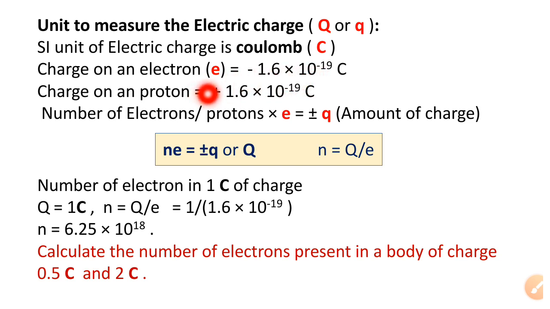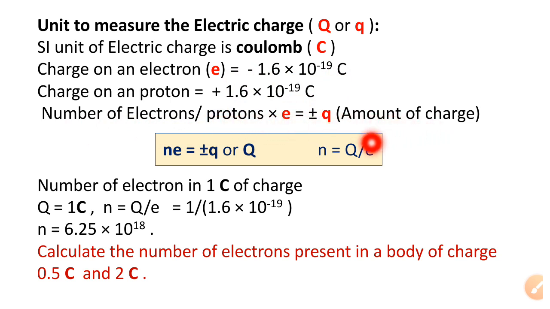The electron has this charge with a negative sign. The proton has the same magnitude of charge, but positive. So the charge on a proton is plus 1.6 into 10 to the power minus 19 Coulomb, whereas on an electron it is minus the same. Now suppose we have a number of electrons or protons; it is multiplied with the electronic charge and gives the total amount of charge.